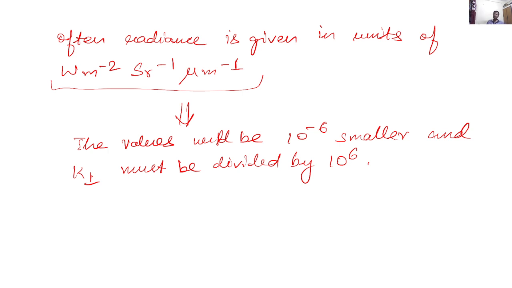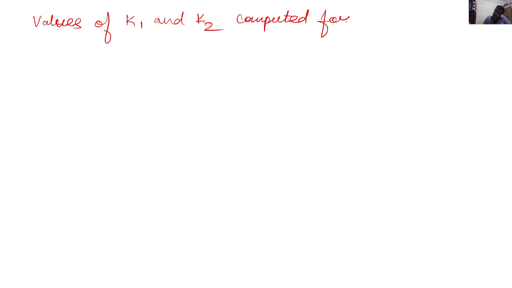Now let's look at the values of K1 and K2, the constants for some of the bands of some very common sensors. One Landsat sensor we will look at, which is the Enhanced Thematic Mapper ETM, and one MODIS sensor also. Values of K1 and K2 computed for specific sensor bands. Let's just tabulate it for the time being.